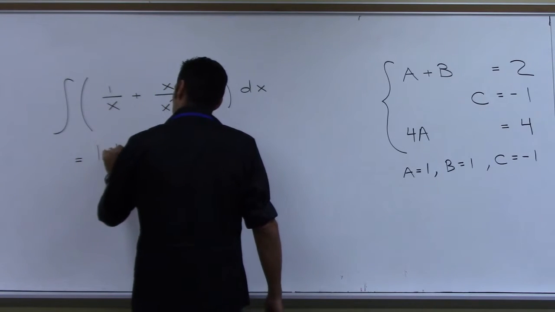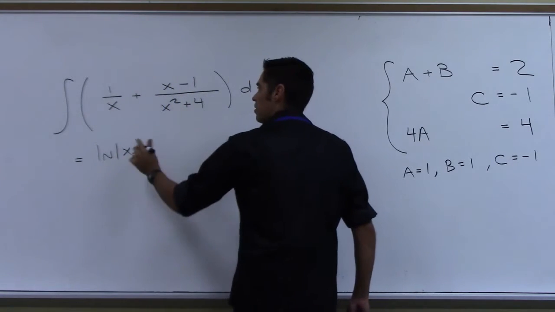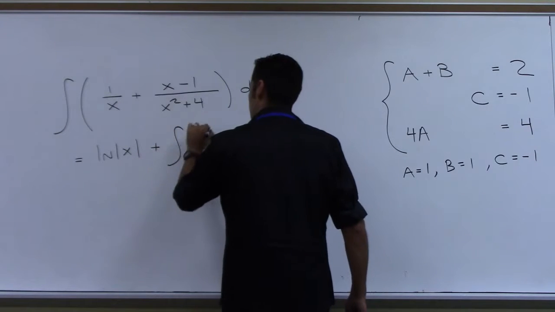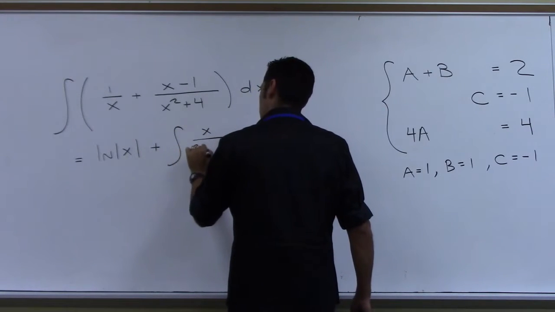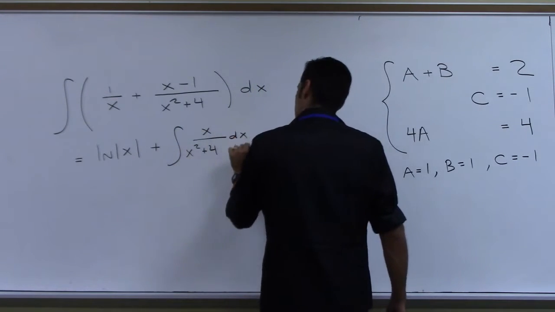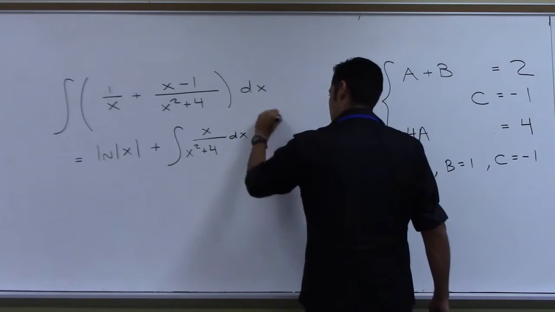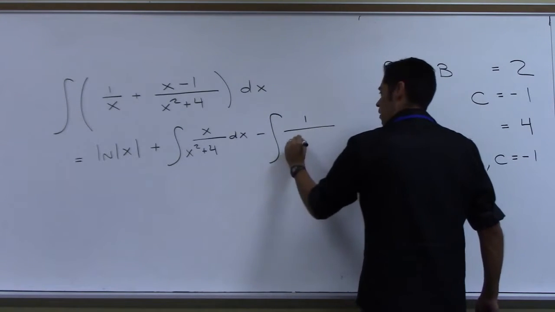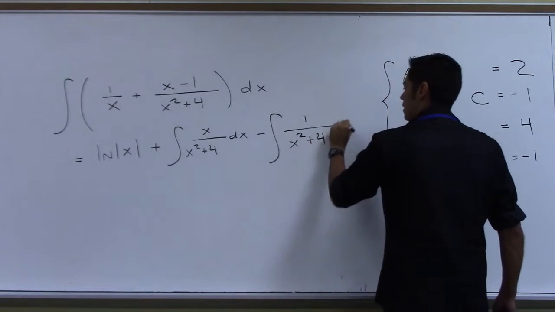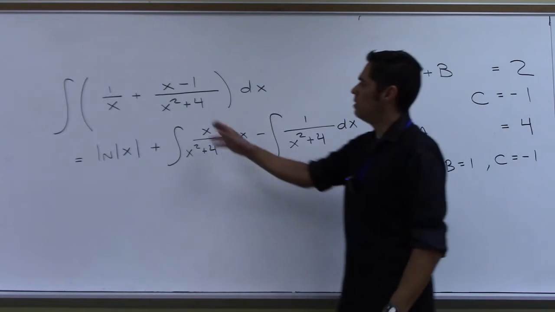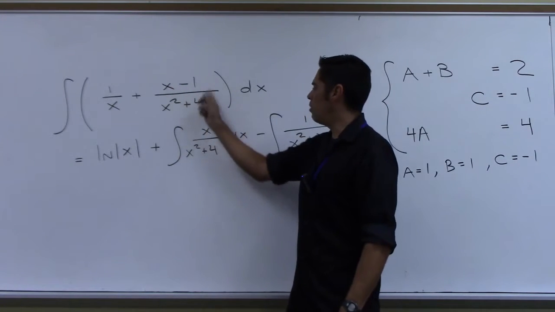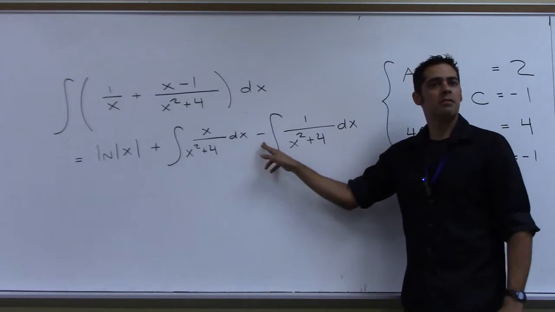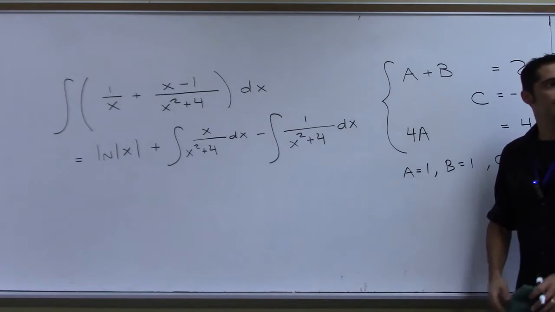Natural log absolute value of x. That's the antiderivative of this. Plus 2 new integrals, x over x squared plus 4 dx, and then minus integral 1 over x squared plus 4 dx. So putting the x over this, the negative 1 over this, and I pulled the negative out. Everybody follow that?